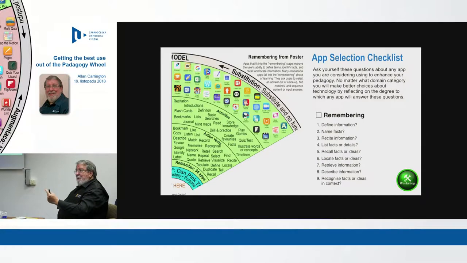Yes, look at an app. You've already established your Bloom's learning outcomes, and you say, right, well, how does this define information? How does it name facts? If you're looking for a remembering connection between your learning outcome and what app you use, this becomes a list or even a rubric. And there are references to rubrics here.